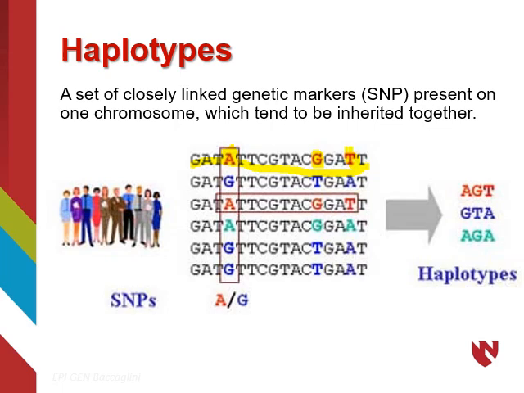As we look at the other individuals, they have a different set of alleles. We can think of this set of 3 alleles as a haplotype. So the first individual has an AGT haplotype, the second individual has a GTA haplotype, the third has an AGT haplotype again, and so on. So at the end, among this group of individuals, there are 3 possible haplotypes: AGT, GTA, or AGA.